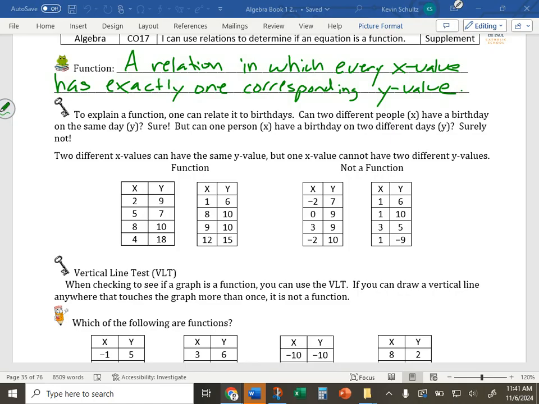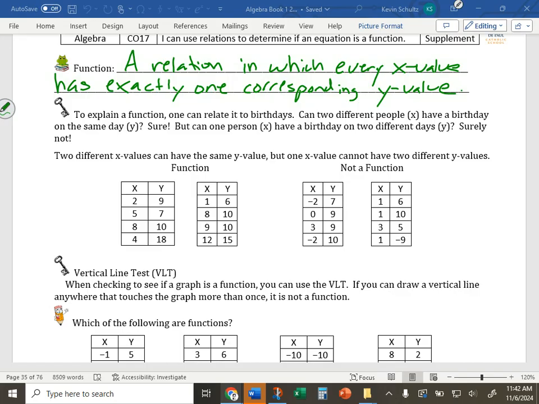So keeping this definition in mind, that a function is a relation in which every x value has exactly one corresponding y, why are these two here functions, and these two over here not functions? What are you noticing is the difference between the two function tables on the left and the two on the right? That matches this definition with every x value having exactly one corresponding y. Rowan, what do you see?